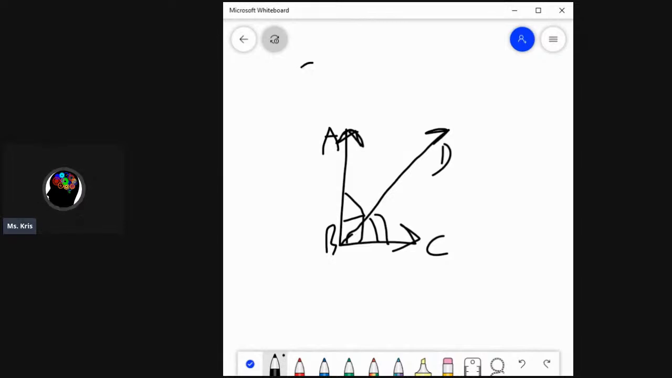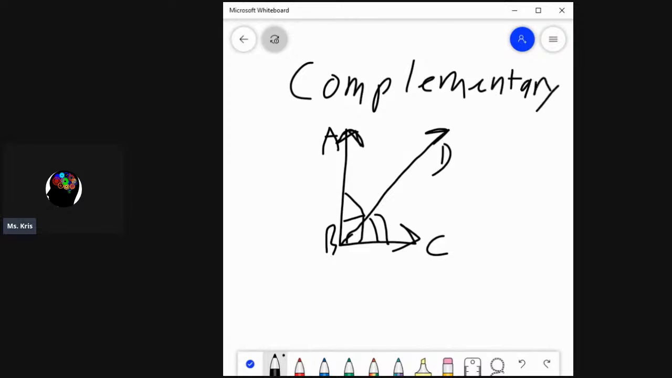Now, remember I mentioned complementary in the beginning. So complementary simply means the sum of two angles that equals 90 degrees, which also means each angle complements each other.